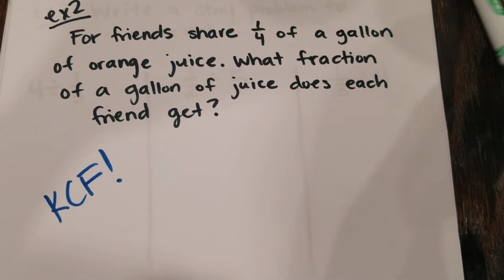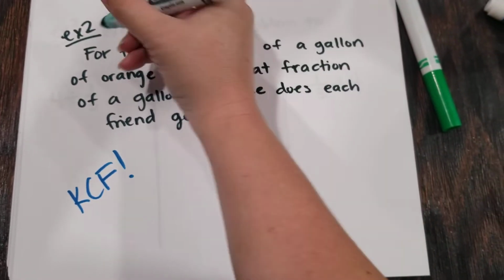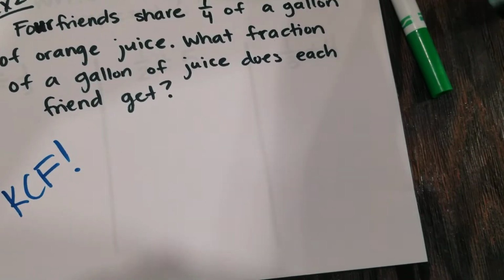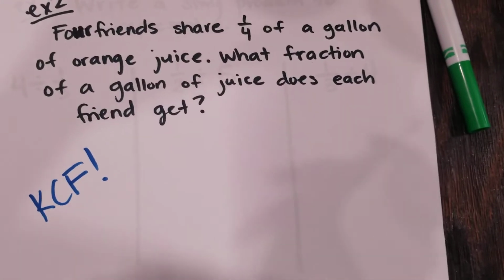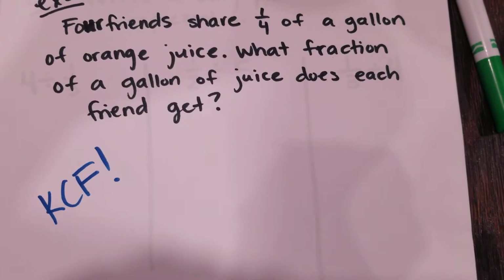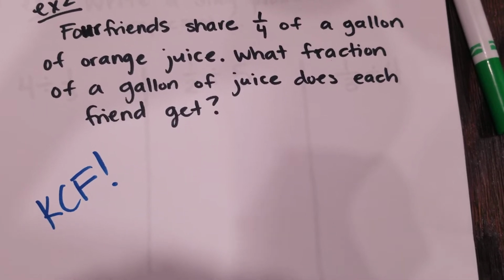This one says, I made a mistake. This one says 4 friends, but I meant the number 4. So F-O-U-R. Whoops. Okay, 4 friends share 1/4 of a gallon of orange juice. What fraction of a gallon of juice does each friend get?